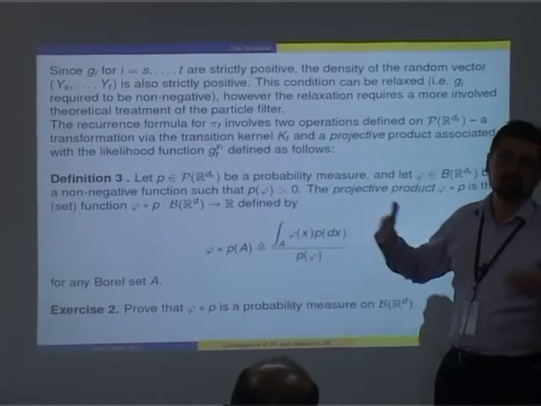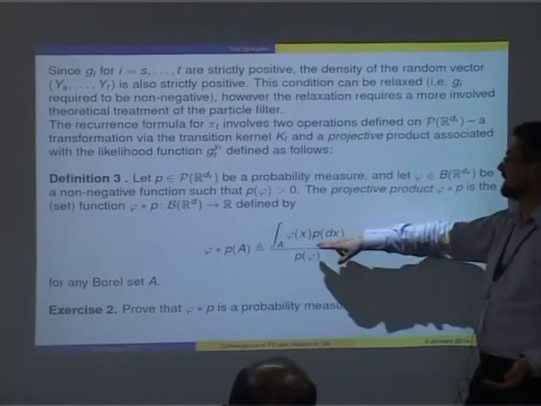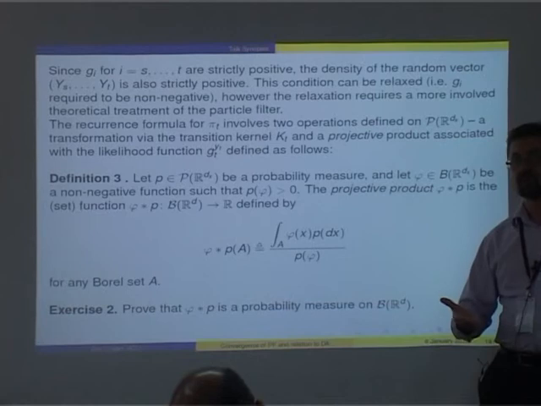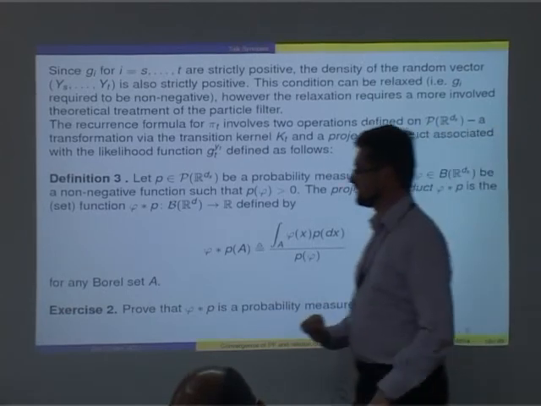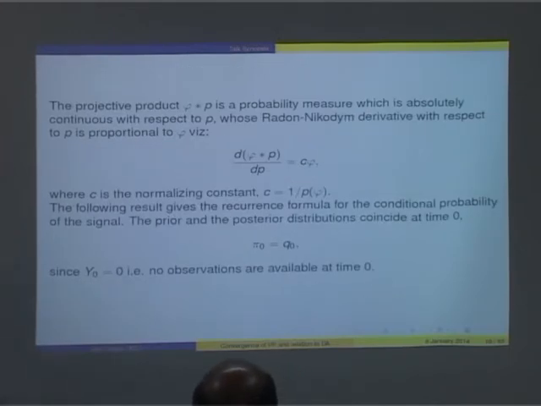I normalize, and then obviously I'll get a probability measure. So the projective product is simply multiplying by a density function suitably normalized. Okay, so that's the projective product. There's an exercise here, which is a very simple exercise. So this is exactly what I'm saying in here.